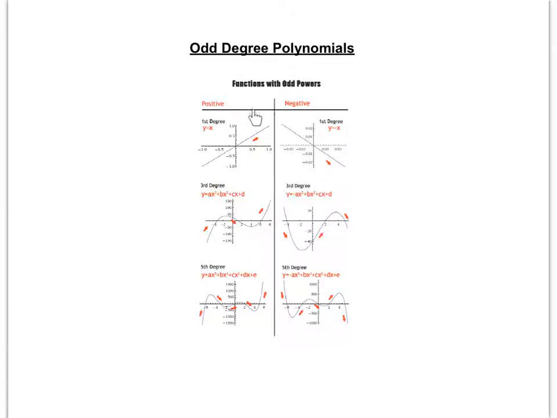So here are some odd functions. The end behaviors are opposite. If the leading coefficient is positive, it's up on the right, down on the left. Again, in the third power, it's up on the right, down on the left. A fifth power, up on the right, down on the left. Notice that the end behaviors are opposite. If it's a negative leading coefficient, then it's down on the right, up on the left, down on the right, up on the left, down on the right, up on the left.